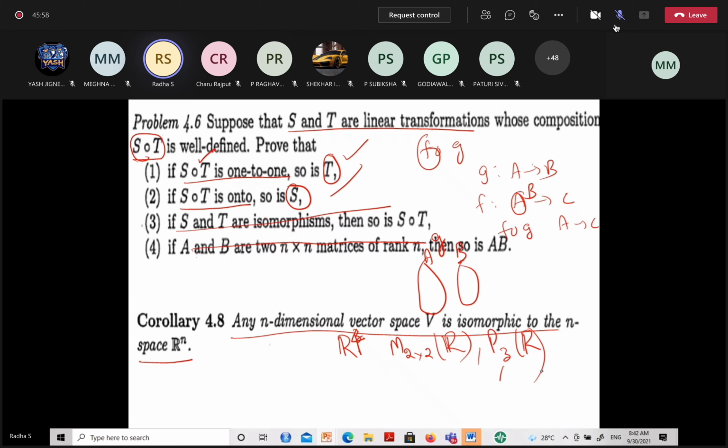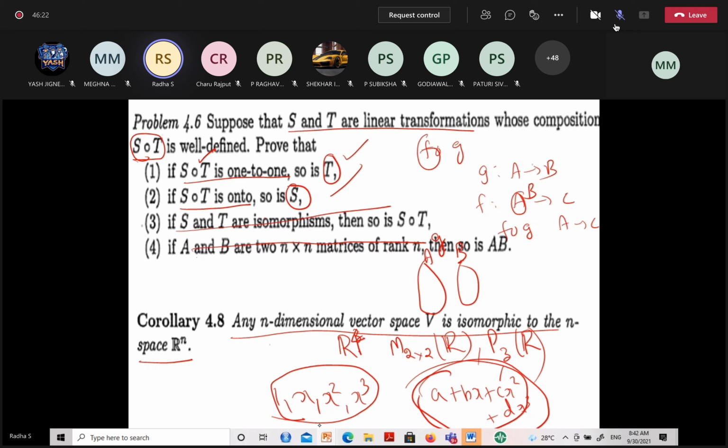How would you write a general polynomial in P3 of R? ax cube plus bx square plus cx plus d. So it is being generated by, what is the basis for this? 1, x, x square, x cube. If you take any linear combination of this, you get any polynomial of this form, right? So this is generated by 4 elements. Correct?